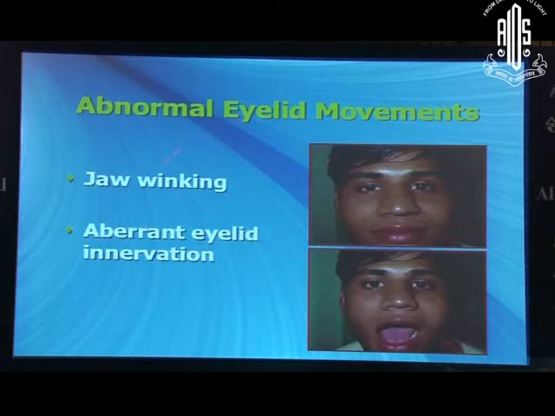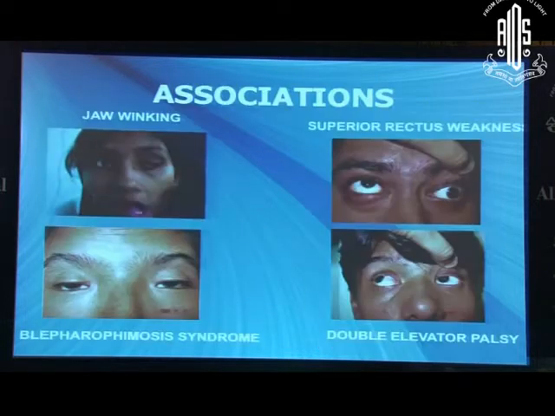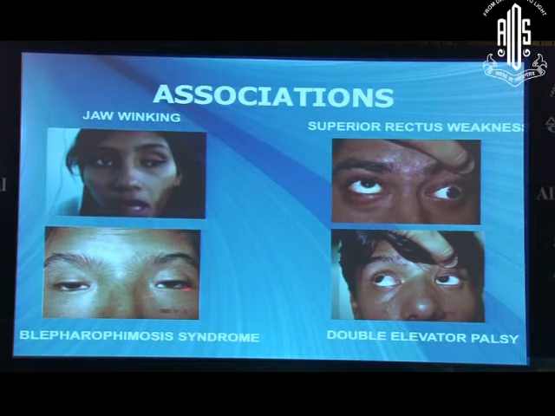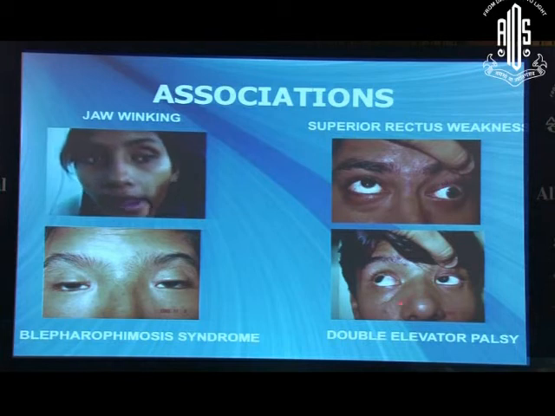Presence of abnormal movements, as in jaw winking, and in say a recovering third nerve palsy with aberrant re-innervation, are important to assess. And it is vital to look for all these associations in congenital ptosis: the jaw winking phenomenon, the blepharophimosis syndrome, the superior rectus weakness, and the monocular elevation defect.